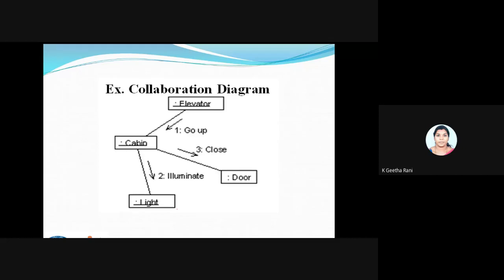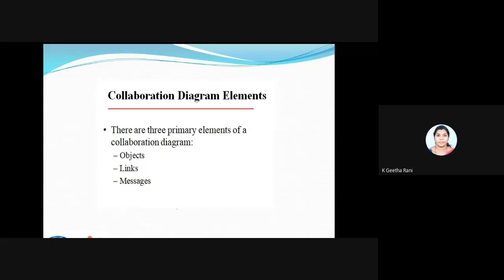So we don't care about the flow of messages. Fine. That is the unique feature of this collaboration diagram. Next one is, what elements are needed to draw this? So we need three major elements. We call them the major elements here: objects, links, and messages.